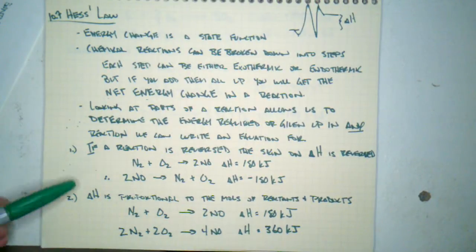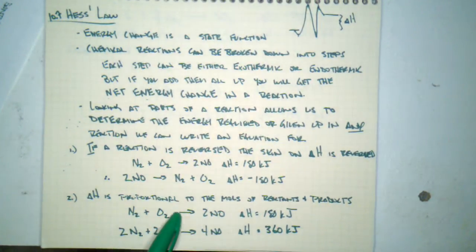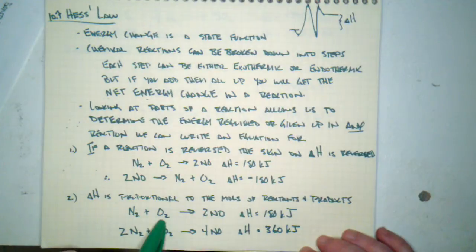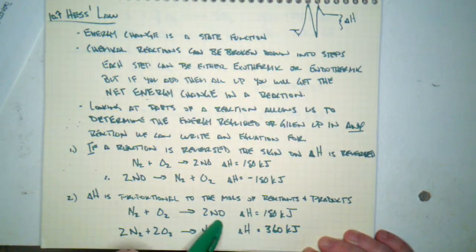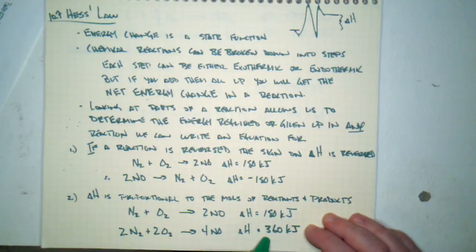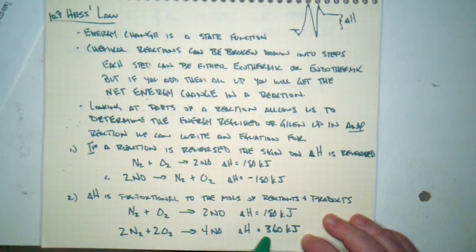The other piece is that delta H is proportional to the moles of reactants and products. So we have 1 nitrogen, 1 oxygen makes 2 nitrogen monoxides. That requires 180 kilojoules. However, if we want to put 2 nitrogens and 2 oxygens together to make 4 nitrogen monoxides, that requires twice as much, or 360 kilojoules. Because we multiplied these by 2, we've got to multiply this by 2.